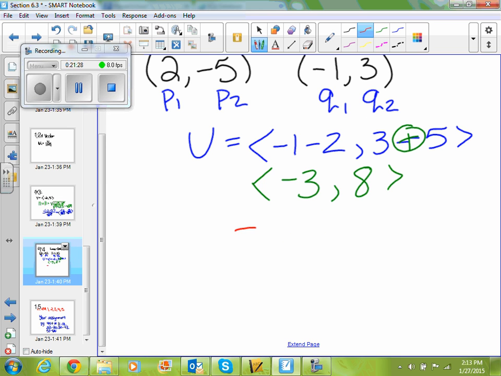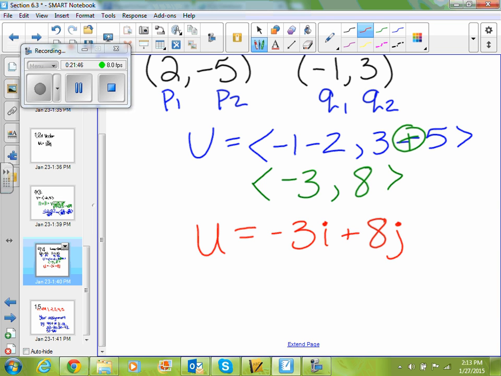So therefore, my linear combination of this vector is -3i + 8j. You add i to your first term, j to your second term, and you put a plus sign in between them, and you're done.